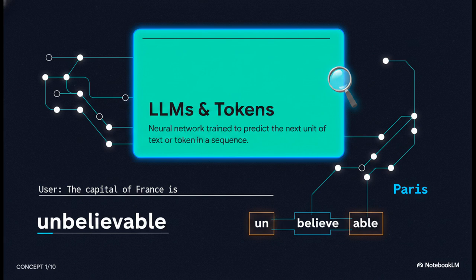But here's the kicker. LLMs don't read words. They read tokens, which are just fragments of words. The word unbelievable isn't one word to an AI. It's actually 3 tokens: un, believe, and able. Scale that simple prediction trick up to billions of parameters, and it goes way beyond autocomplete and actually unlocks genuine reasoning.